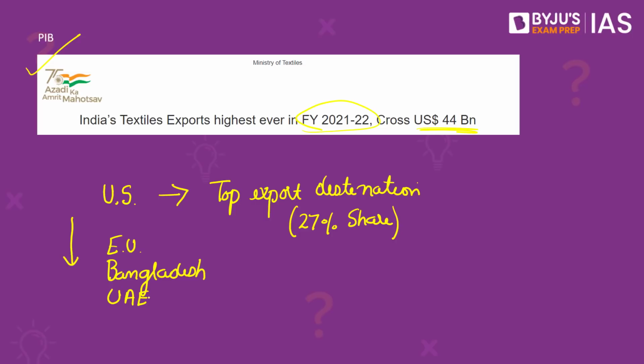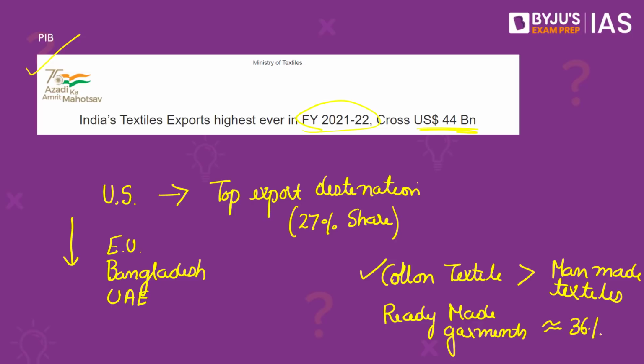Please note, while the exports to USA, EU, and UAE include ready-made garments, the exports to Bangladesh consist mostly of textile fabrics. Also, in terms of product categories, cotton textiles account for around 39% as compared to the man-made fibers, which account for 14% of the total exports. Also note, ready-made garment exports account for 36% of the export volume. With this understanding, let's get back to the question.